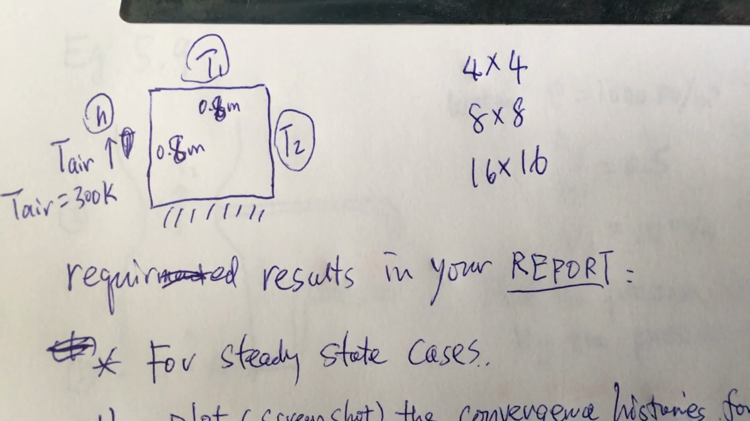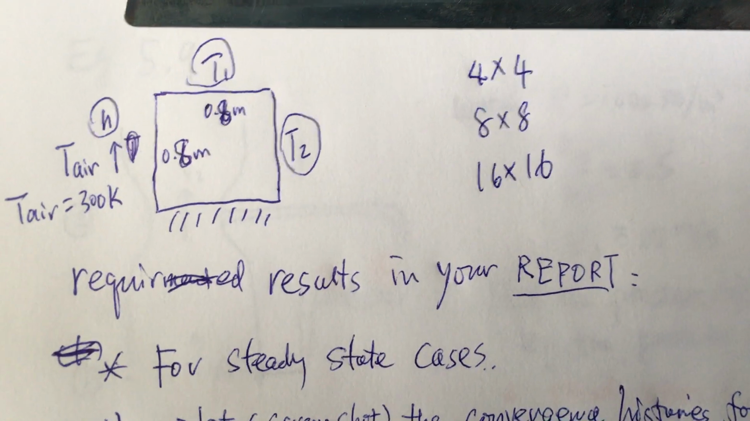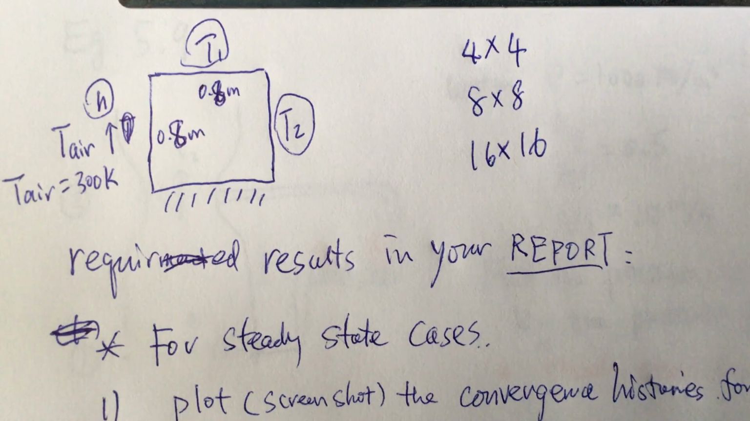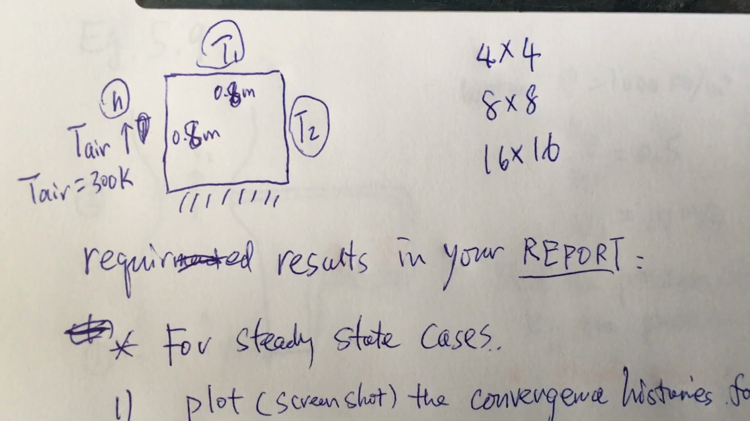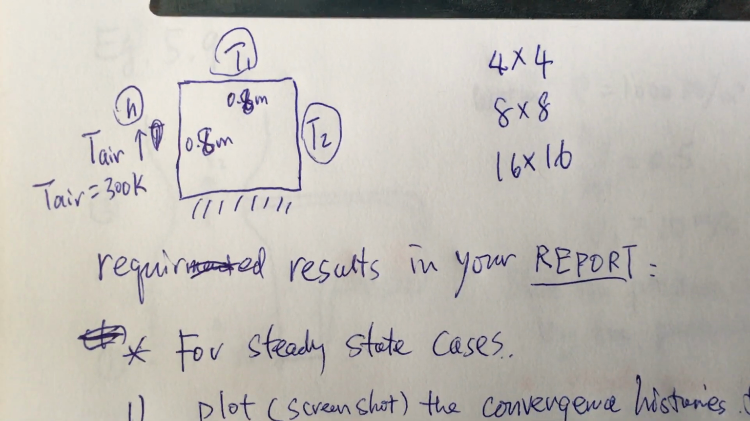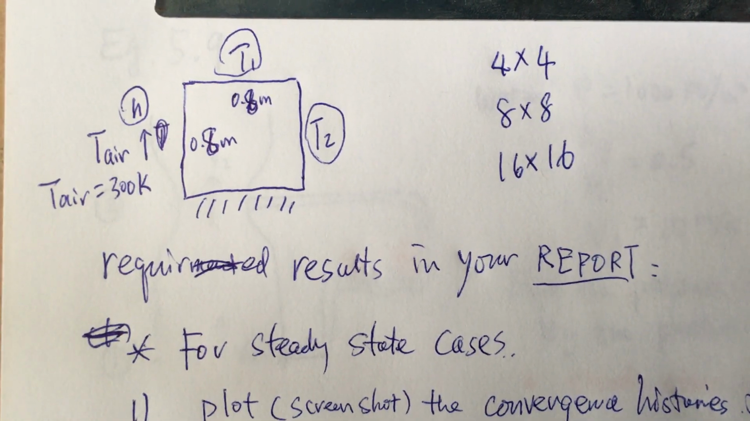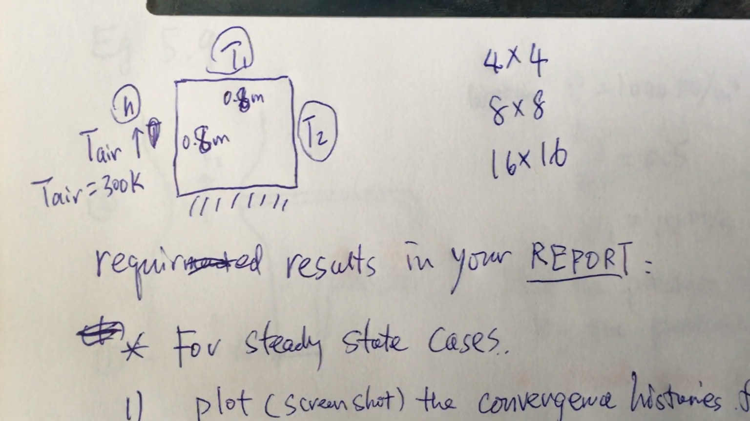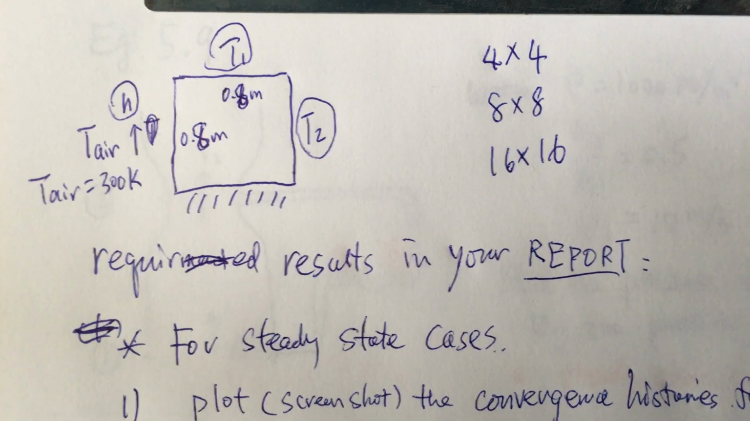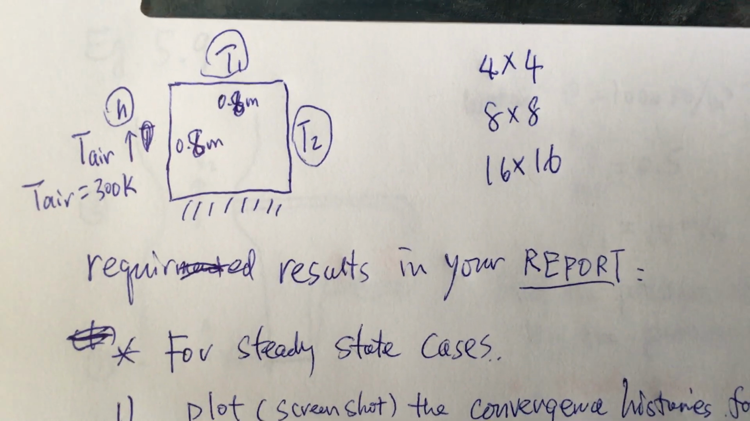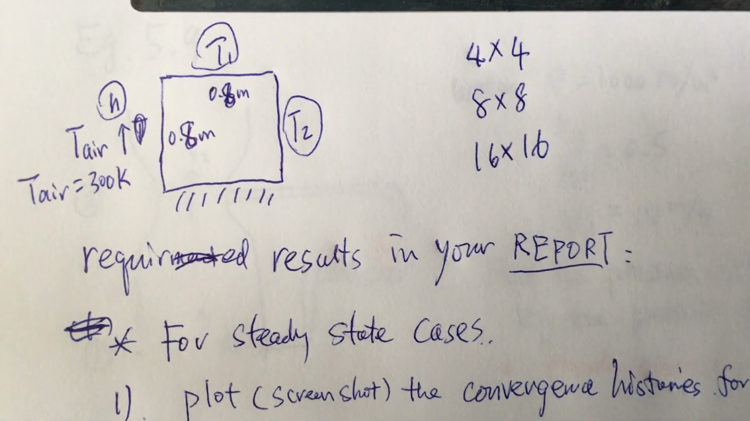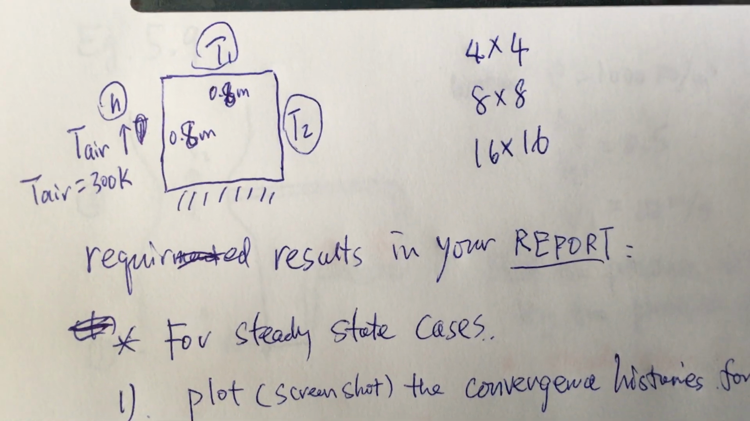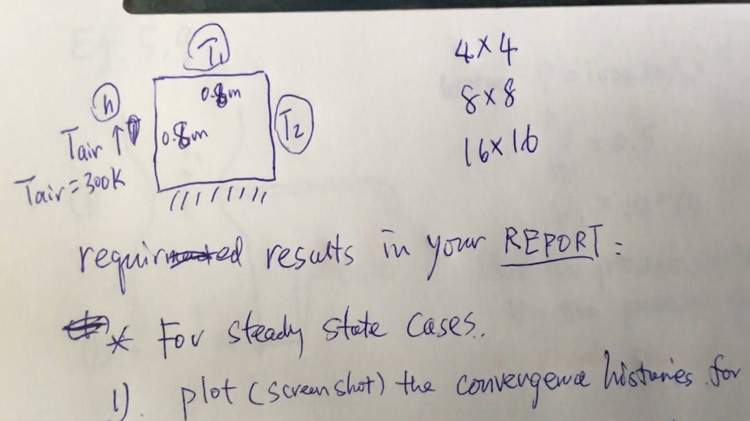For the boundary conditions, you will have T1 and T2 on the top and right boundaries. It's up to you; you decide the two temperatures. The left surface is exposed to the ambient air, so you will have an air temperature of 300 K, which is room temperature. You need to do some research about the heat transfer coefficient for air at room temperature. You decide an h value. Put those things in the report.